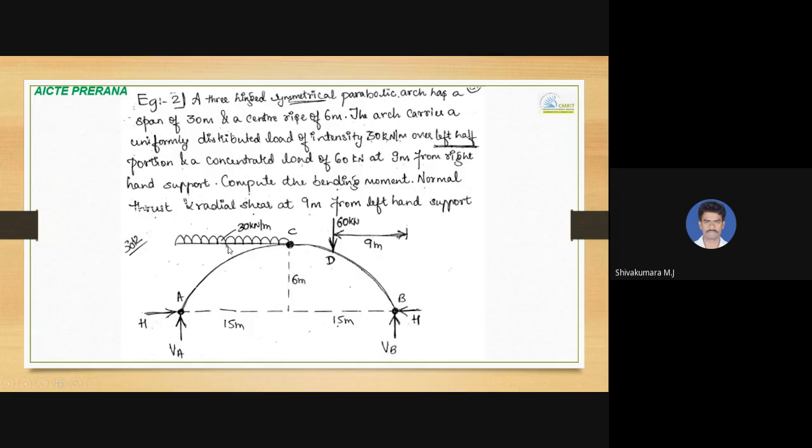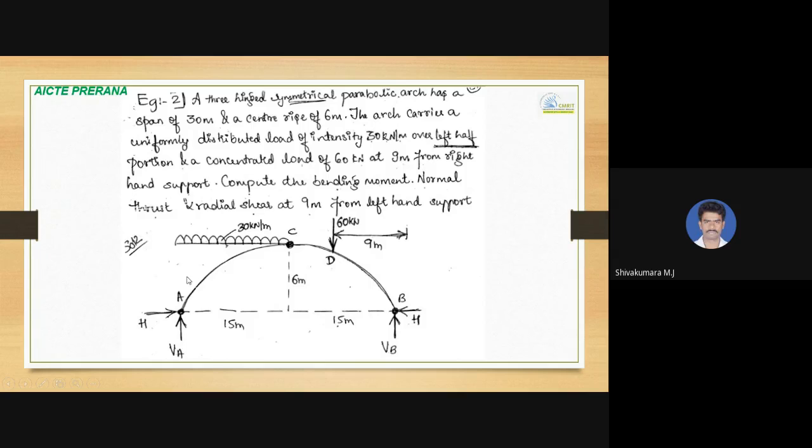So on the left half portion, that is from A to C, this arch is subjected to a UDL of 30 kilonewton per meter and a concentrated load of 60 kilonewton at 9 meter from the right hand support. So from the right hand support B at a distance of 9 meter, there is a 60 kilonewton force. Compute the bending moment, normal thrust and radial shear at a distance of 9 meter from the left hand support.